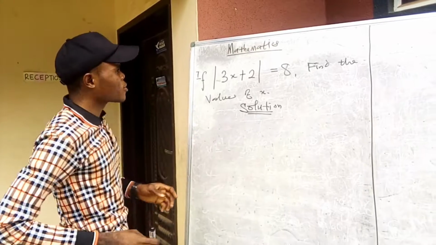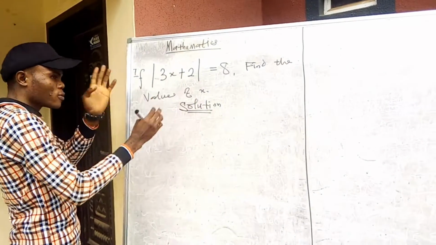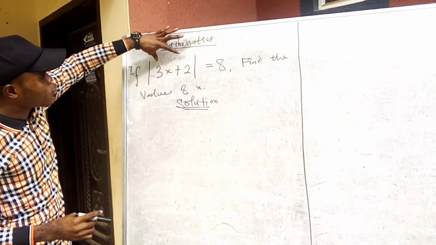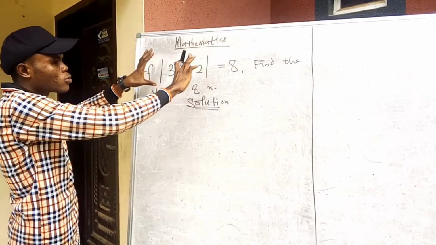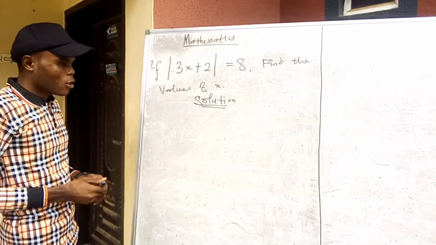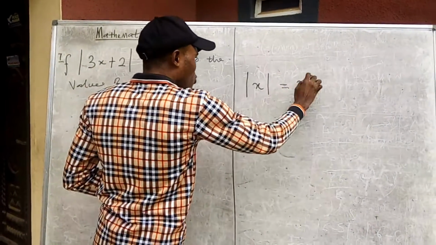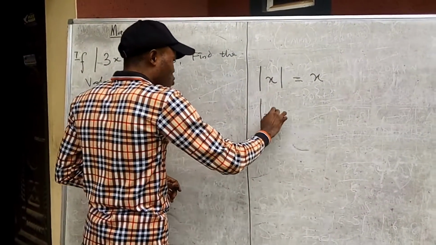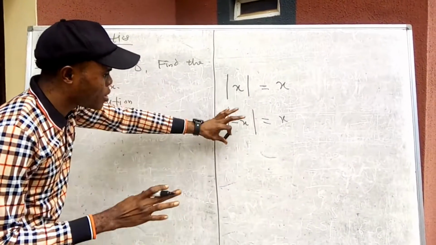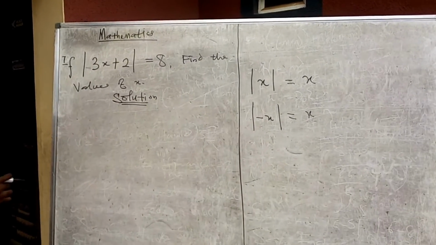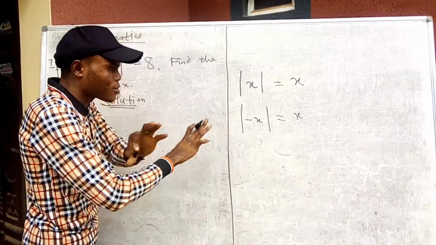Before we solve, there's something I need you to understand. When you see absolute value, it shows you that whatever you have in here, whether negative or positive, the absolute value will consider it positive. So if I have, for example, the absolute value of x, this will always be x. If I have the absolute value of negative x, it will still be x. So absolute value will consider any number within it as being positive, whether the number is positive or negative.